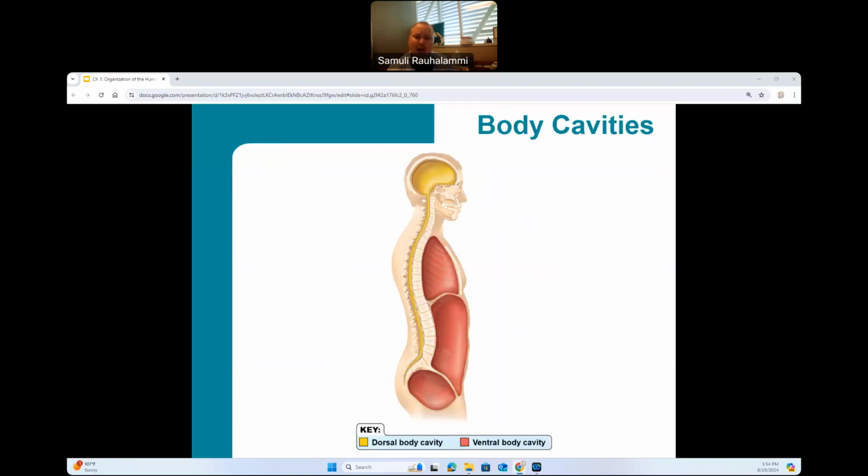I do want to point out at this point that we also have other body cavities, such as oral, nasal, orbital, or middle ear cavities, but really the 2 main ones we're focusing on are dorsal to the back and ventral to the front.